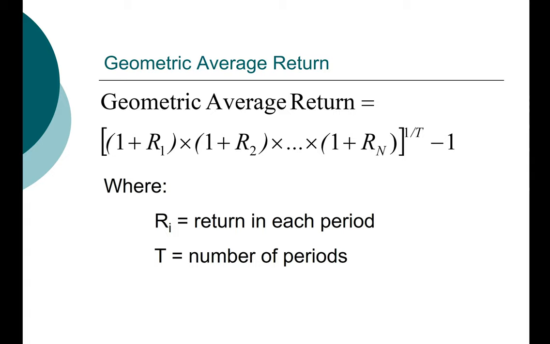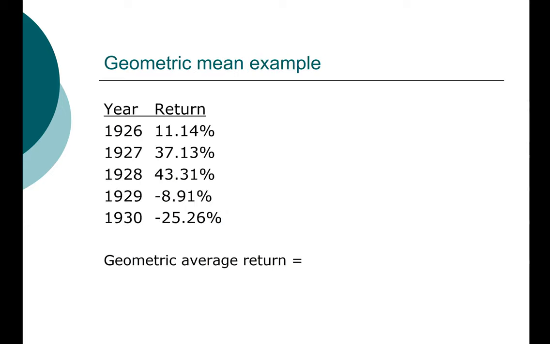So the way that we compute geometric average return is we take 1 plus the return each year, and then we multiply it. So instead of adding it, we multiply 1 plus the return. And instead of dividing it by the number of time periods, we take the nth root. So, and then we subtract the final product by 1. We're going to go over an example to demonstrate how this works. So let's say this is our return for the years 1926 through 1930. So first, I want you to go ahead and compute the arithmetic average return. So pause your video and do that.